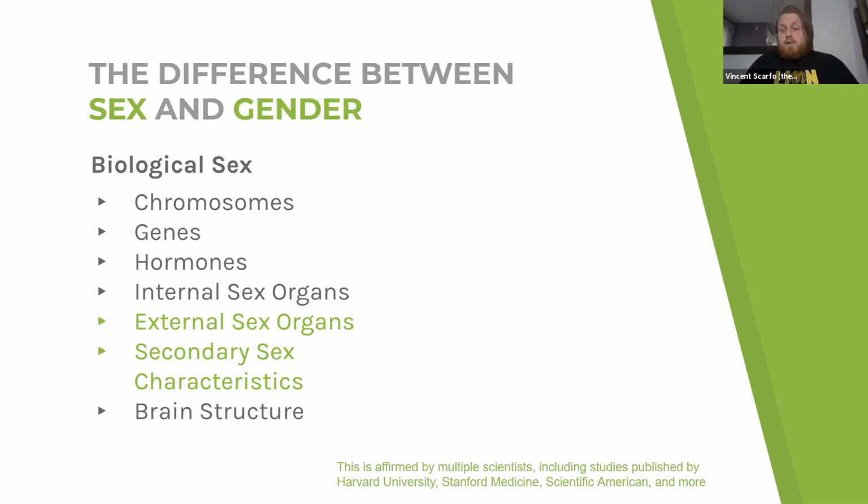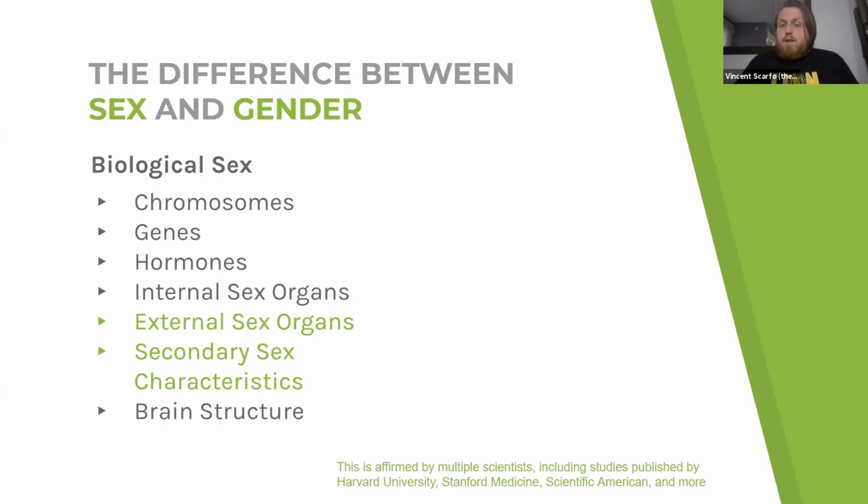These are all studies found in reputable science magazines. The studies that I pulled from in making this list included Harvard University, Stanford University, Scientific American. These are not random fringe groups, like they're not trans rights activists or intersex rights activists making up studies. These are actual peer-reviewed studies that have been published in scientific journals.